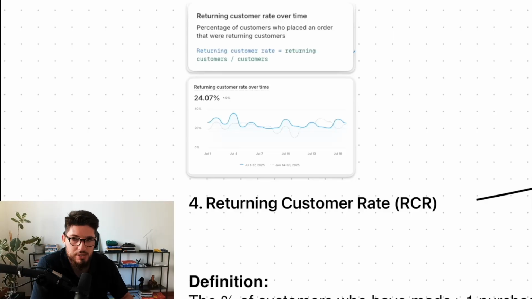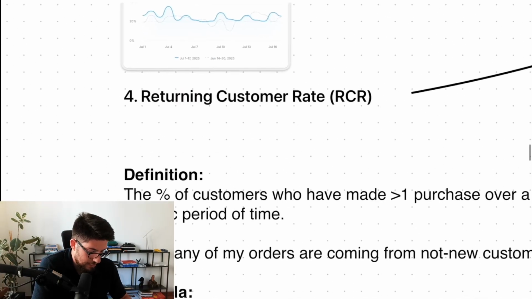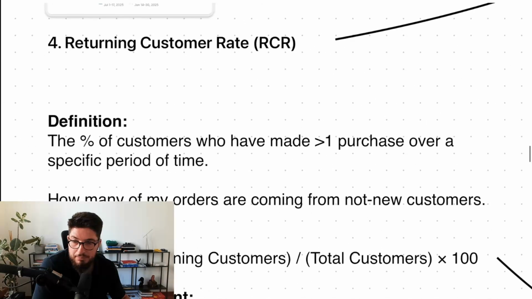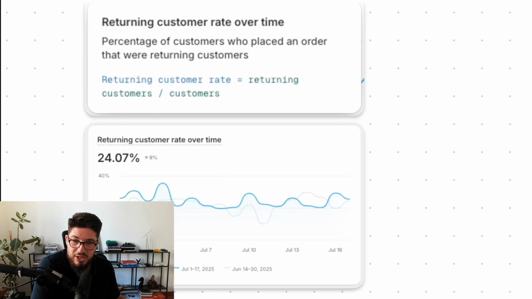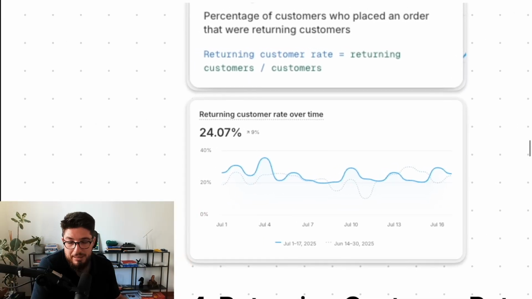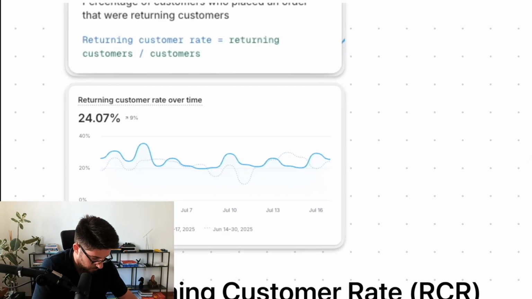So returning customer rate is just a percentage, and it tells you the percentage of customers that bought in a specific time period that made more than one purchase, like they bought before from a specific period of time. So just to give you an example, this is from a client. Depends on the niche and depends on the AOB, and depends if you have subscription. 24.07% will be amazing or it will be shit. It depends on the business model. In this case, we're very happy. 25% is phenomenal. So basically this means that if we had, this is July 1st to July 17th.